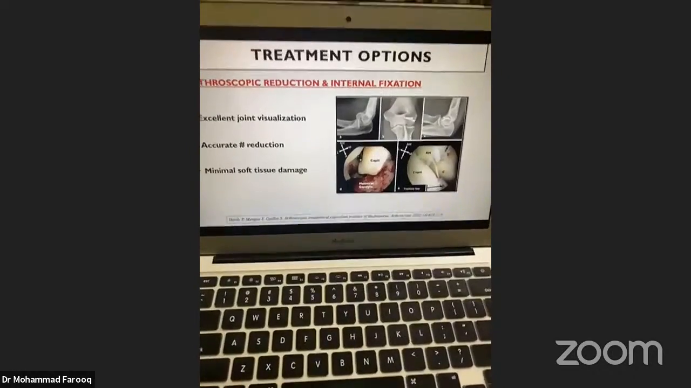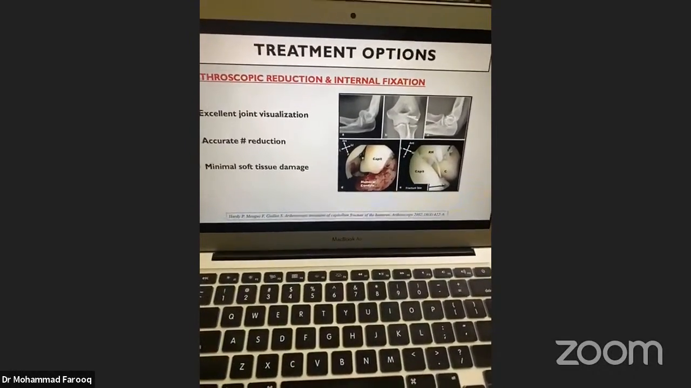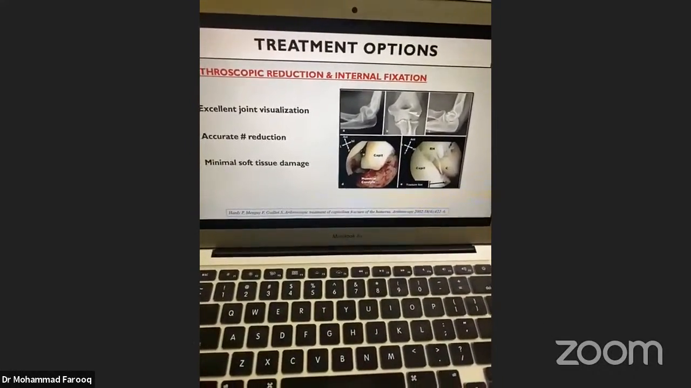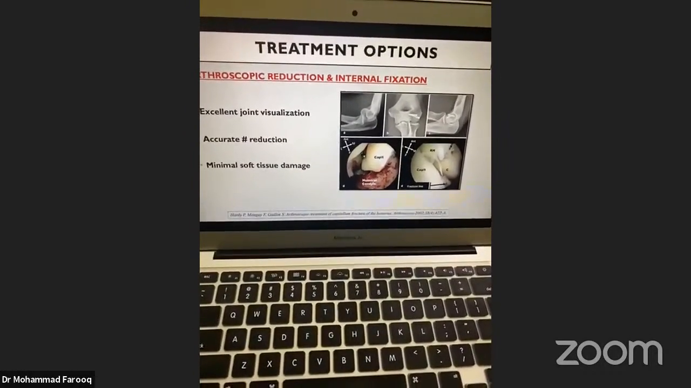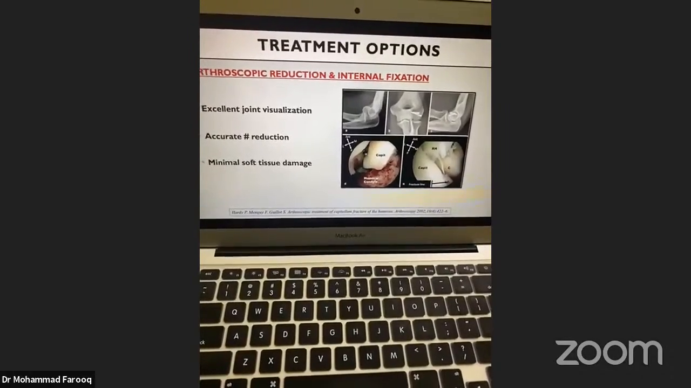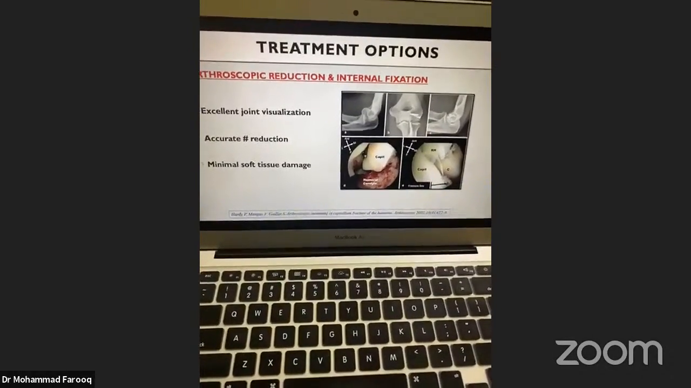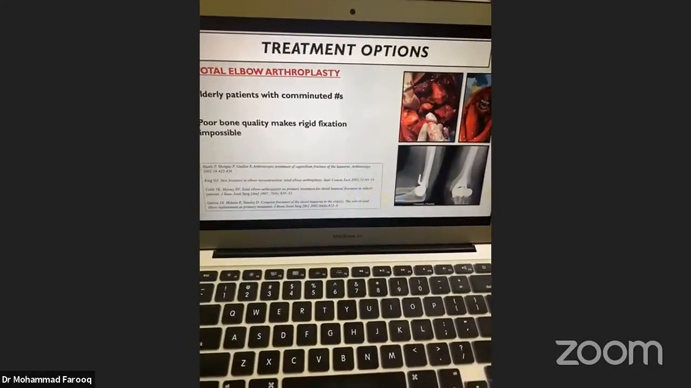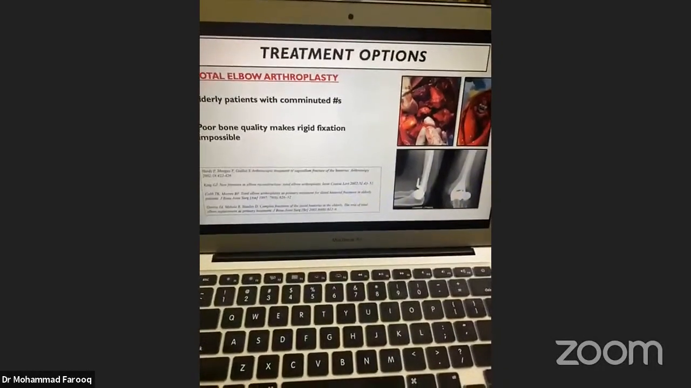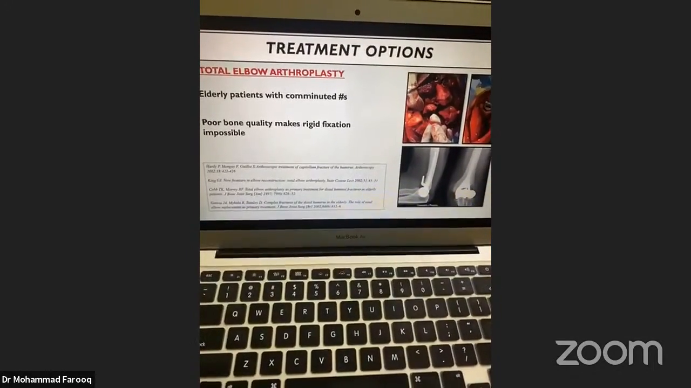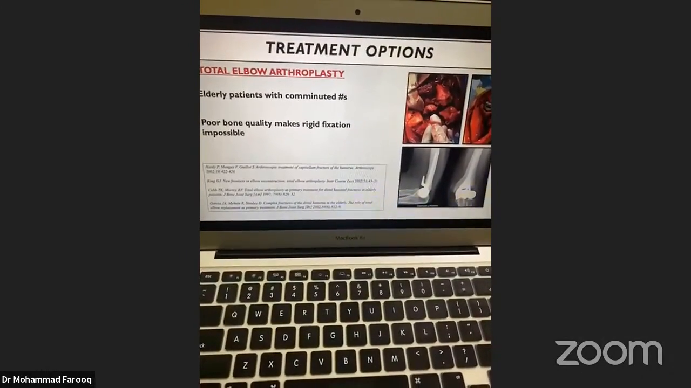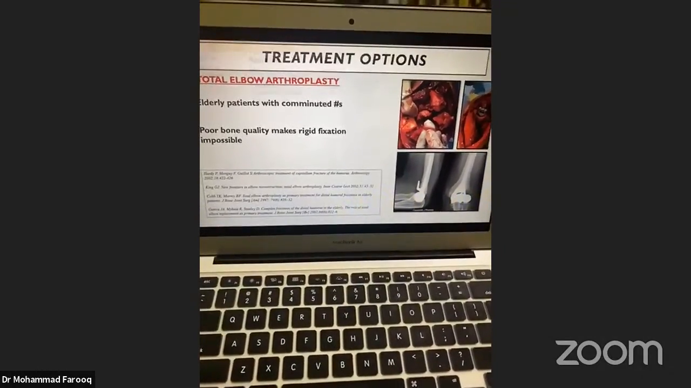Arthroscopy has also helped in fixation of simpler types of fractures where you have good visualization of these fractures, but it needs a high level of skill to negotiate through small tunnels and fix the screws. Total elbow arthroplasty has been reported to be helpful in elderly patients with comminuted fractures where there is poor bone quality and rigid fixation is not possible.